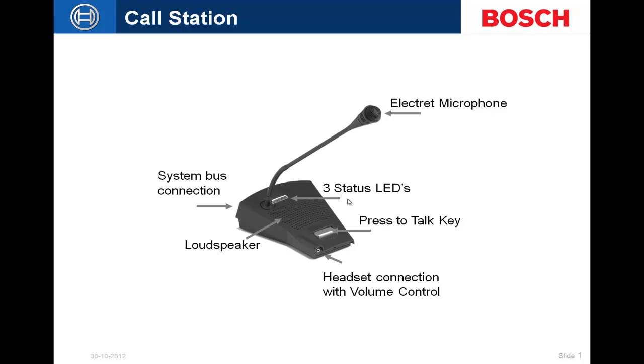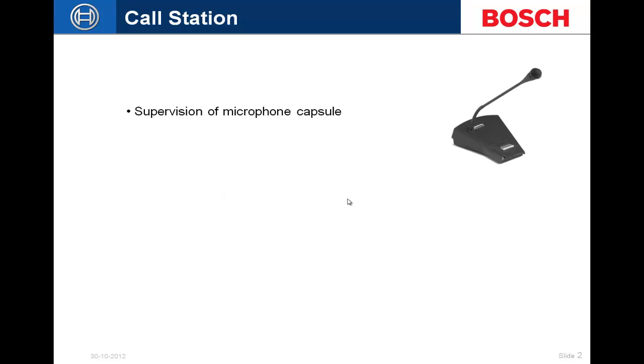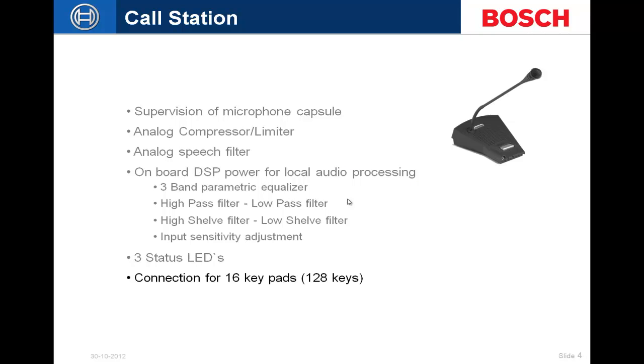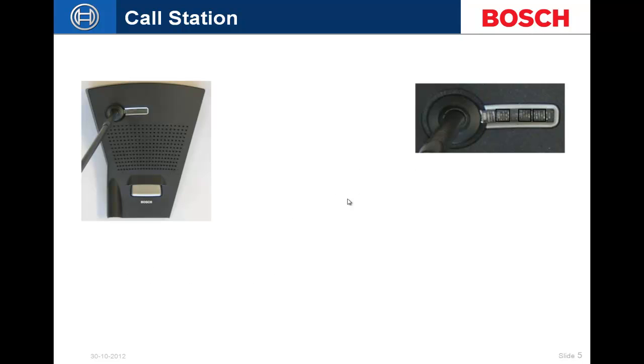There are 2 fiber connections on the rear of the unit, giving you the ability to insert this within a redundant network system. Supervision of the microphone capsule is available. It has an internal compressor and limiter and an analog speech processor. It also has internal DSP, giving you the standard 3 parametric filters, high pass, low pass, and sensitivity adjustments. Connection of up to 16 keypads is available.